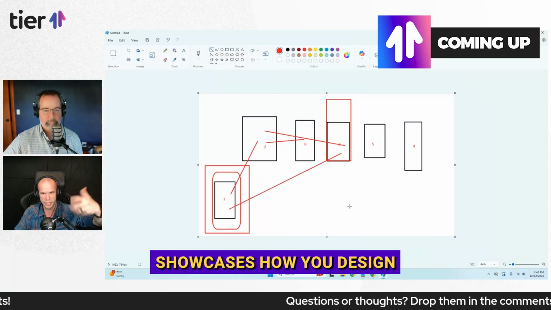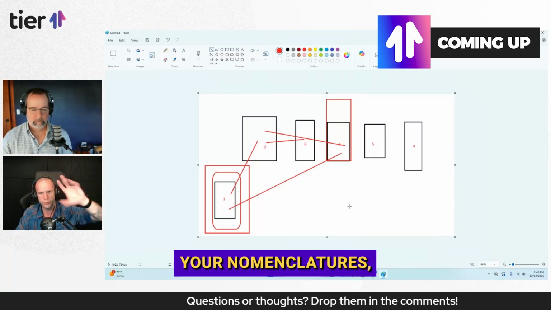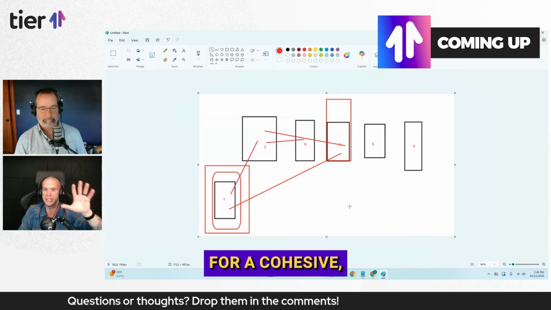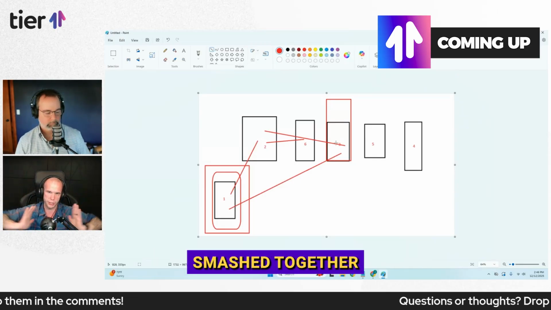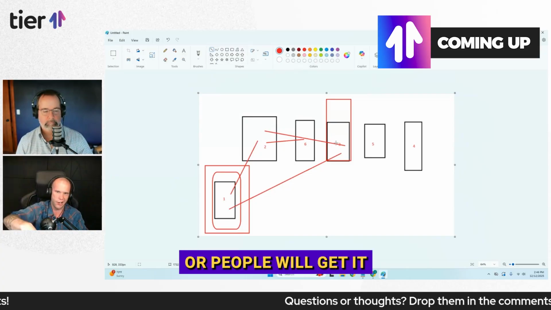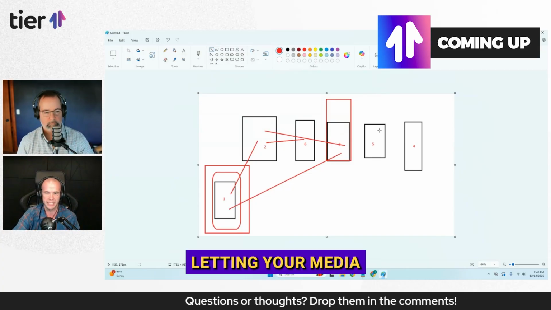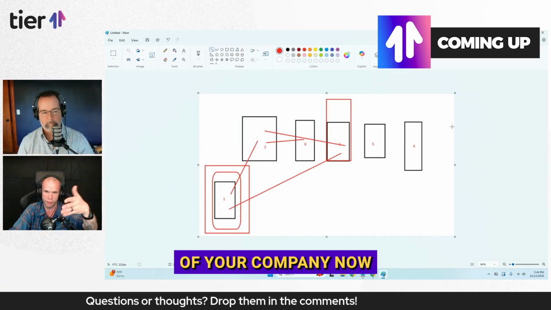The Andromeda model showcases how you design your concepts, your hooking, your offers, your nomenclatures, and your testings for a cohesive, congruent narrative, because it's going to be used that way. So we don't want to have two different sales pitches smashed together and say, let AI figure it out or the people will get it. Like, that's just being lazy. That's letting your media team dictate your entire performance of your company now.